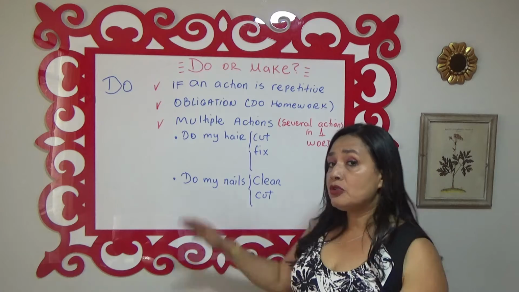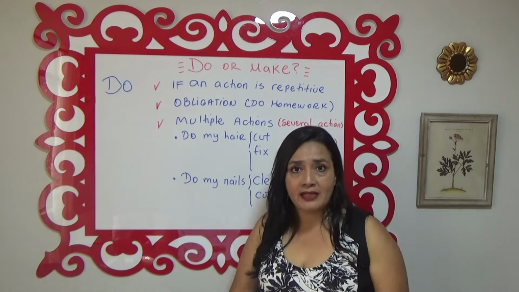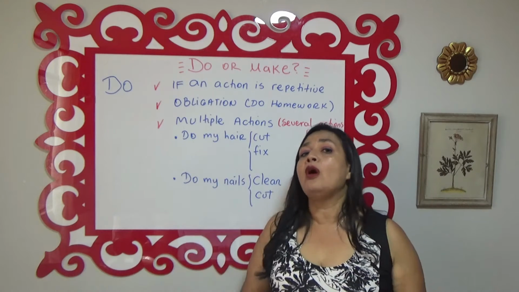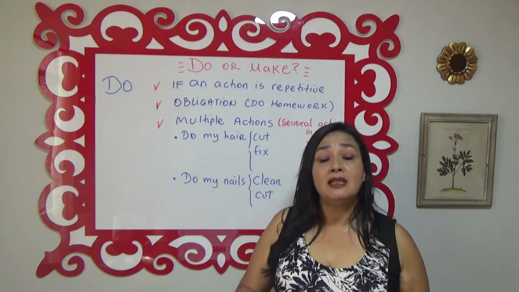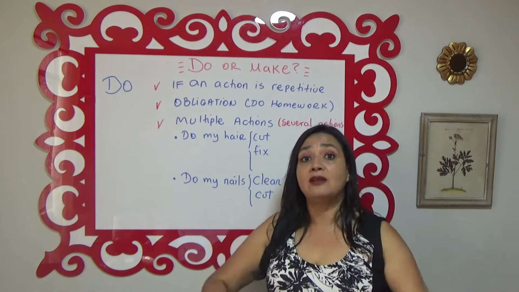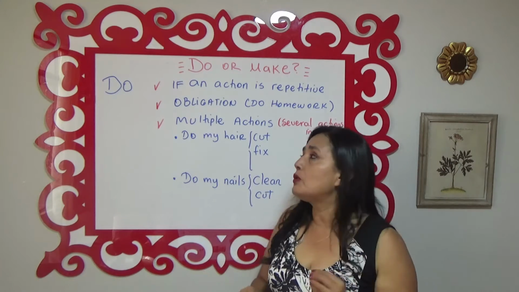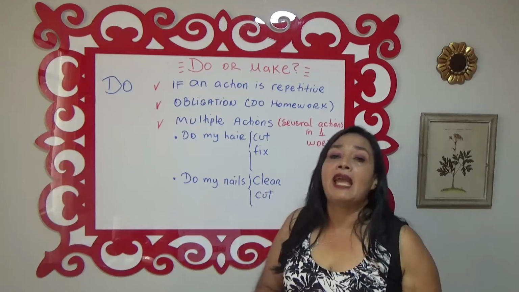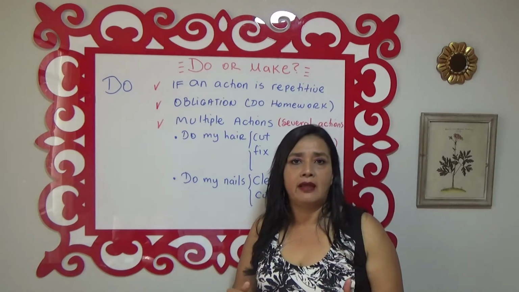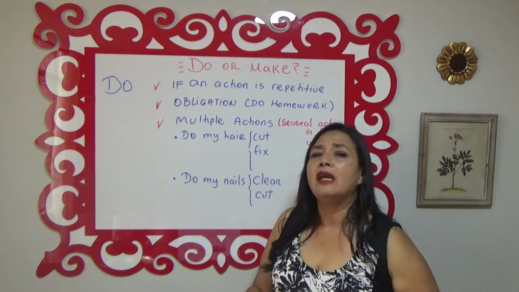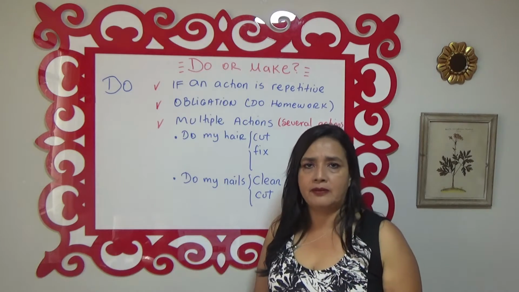For example, when you talk about do, you talk about actions that are repetitive, alright? Most of the examples are in present simple, since present simple indicates habits and routines, right? Now, also, we use do if we talk about obligation. For example, I do my homework every day. I do my homework every night. It means that I have an obligation. I have to do it all the time, right?